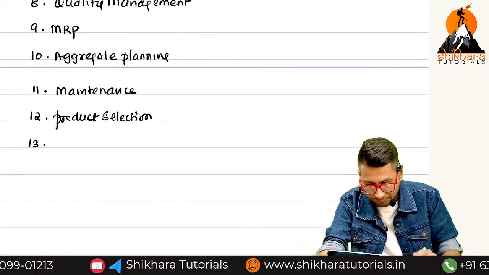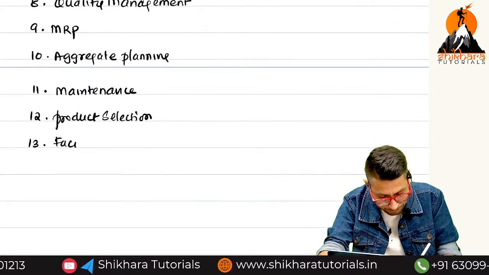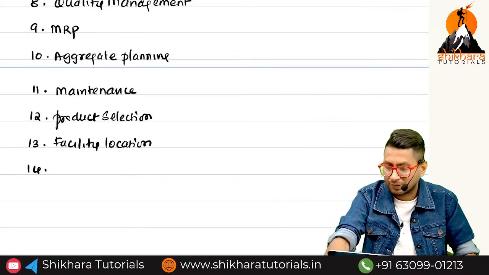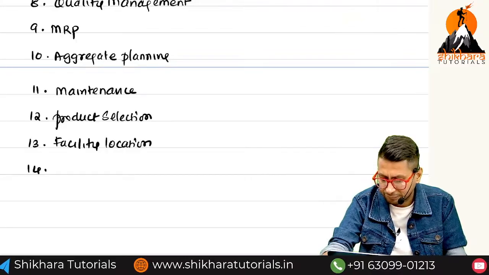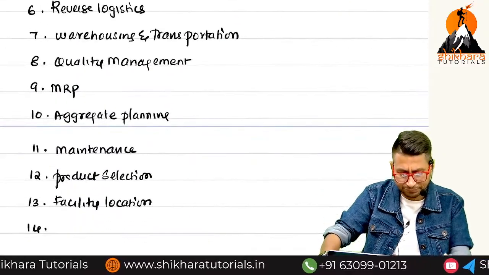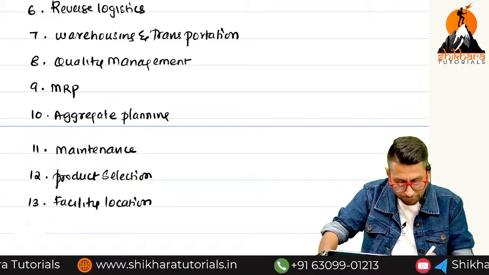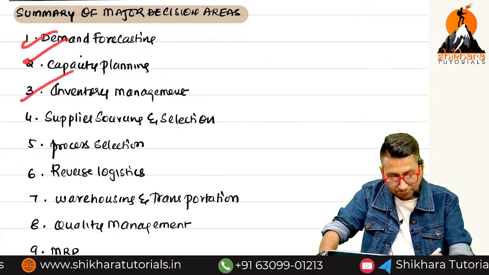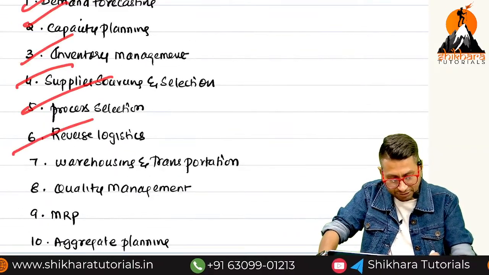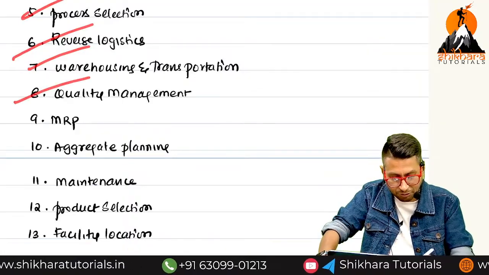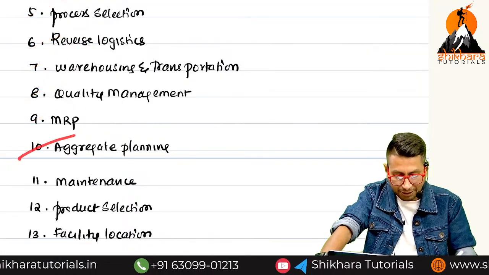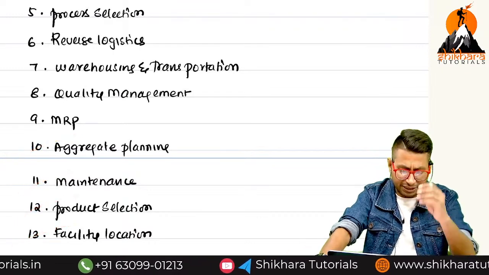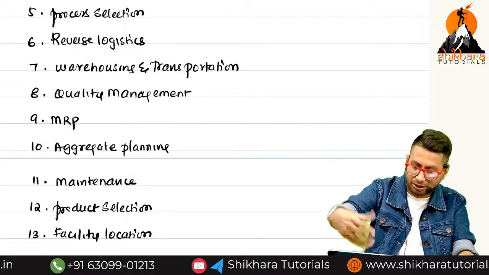Then facility location. Facility, this also we have already discussed. And then this much only, 13 points. So what are the overall things you have to remember? One is demand forecasting, capacity planning, inventory management, supplier, process, reverse logistics, warehousing and transportation, quality management, MRP, aggregate planning, maintenance, product selection. Simple. Almost every point we have discussed either in the introduction or in this chapter only.